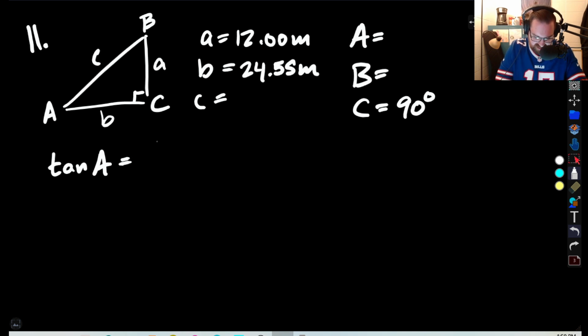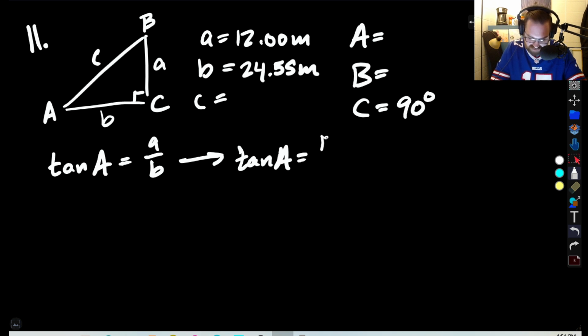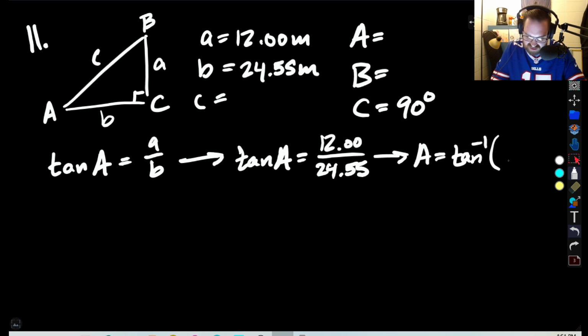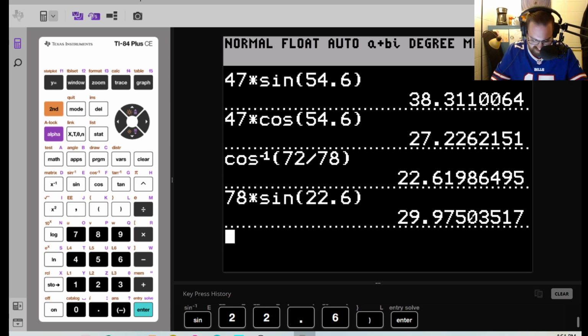So I've got A over B, which is equal to, or I should say, let me draw an arrow instead. Tangent of A is going to equal 12.00 over 24.55. So in other words, A is equal to the inverse tangent of 12.00 over 24.55. Oh, my handwriting gets really garbage. It's getting bad. Let's just finish this right up.